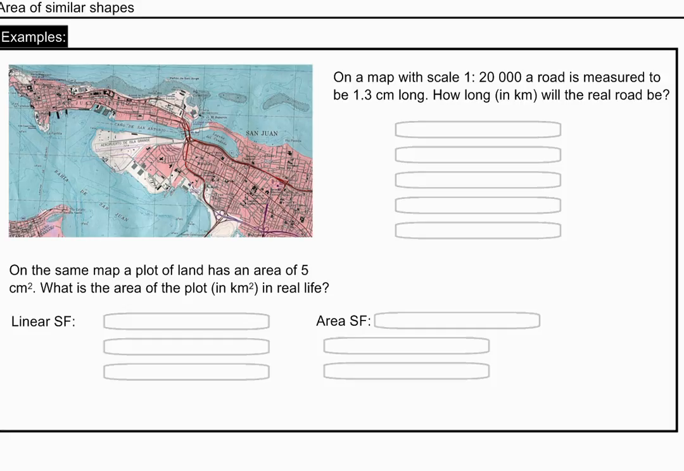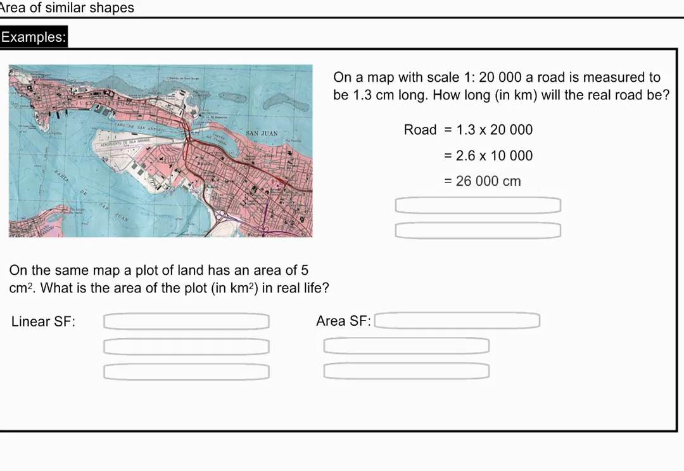So, on a map, looking at the top question here, a map with scale 1 to 20,000. A road is measured to be 1.3 centimetres long. How long in kilometres will the real road be? So, the scale basically means it's going to be 20,000 times bigger. So I need to do 1.3 times 20,000. So times by 2, and then I would need to times by 10,000 to give me 26,000 centimetres.